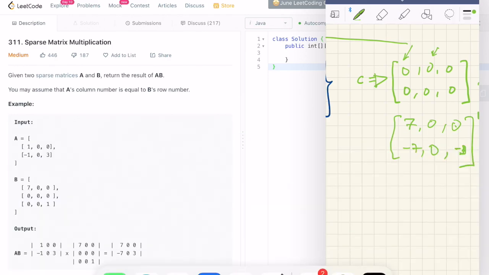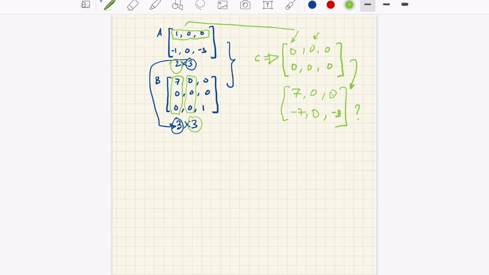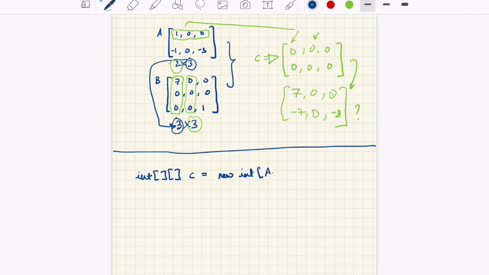Now let's go ahead and put together some pseudocode. What does the pseudocode really look like? As we already talked about, first we want to create a matrix C equals new. One thing, if you remember, as we talked about, is that the C matrix will have the rows of A and the columns of B. So we'll do A dot length.